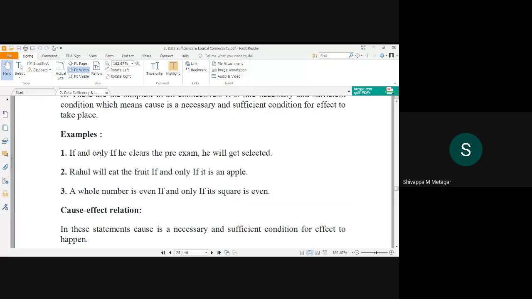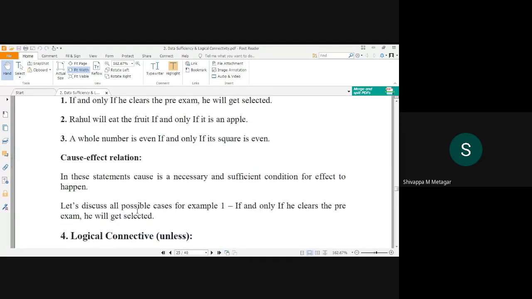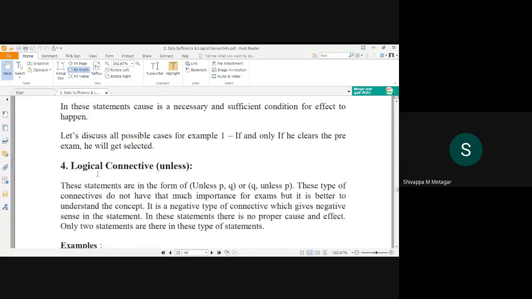Okay, in this one also, you have to remember how we form the sentence by using those logical connective words. That is the main point. Okay, the fourth one they have given is the logical connective "unless".